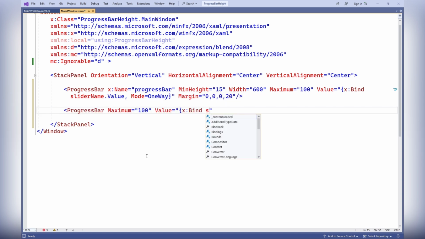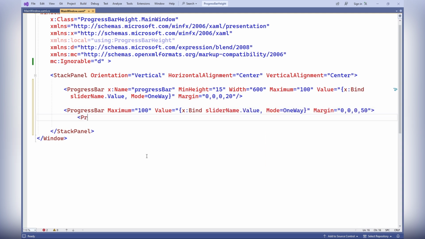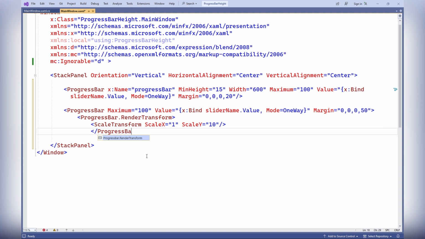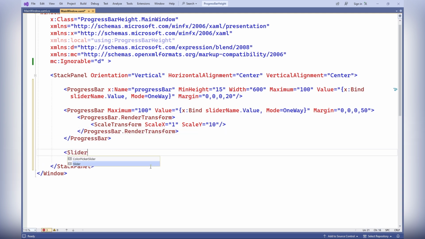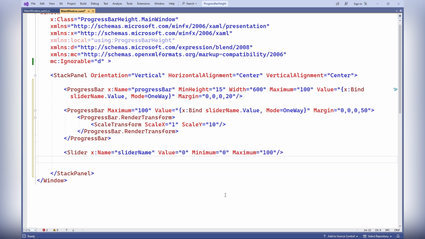Second, ProgressBar using ScaleTransform. ScaleTransform ScaleX equals 1, ScaleY equals 10. The ScaleY parameter is set to 10, which increases the height of the ProgressBar by 10 times, while ScaleX is set to 1, leaving the width unchanged.